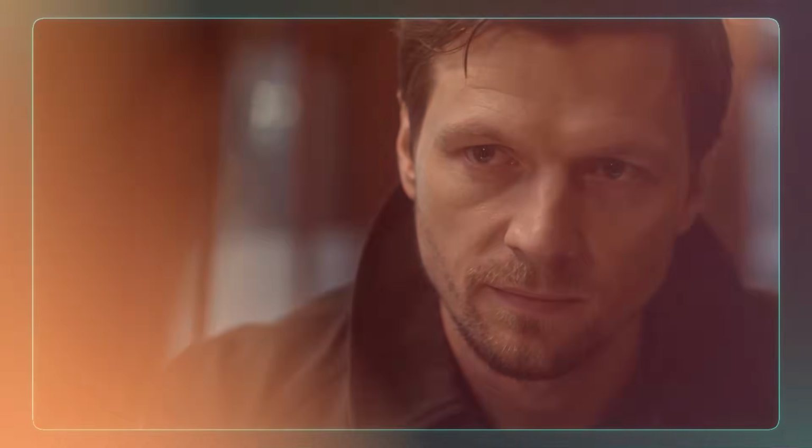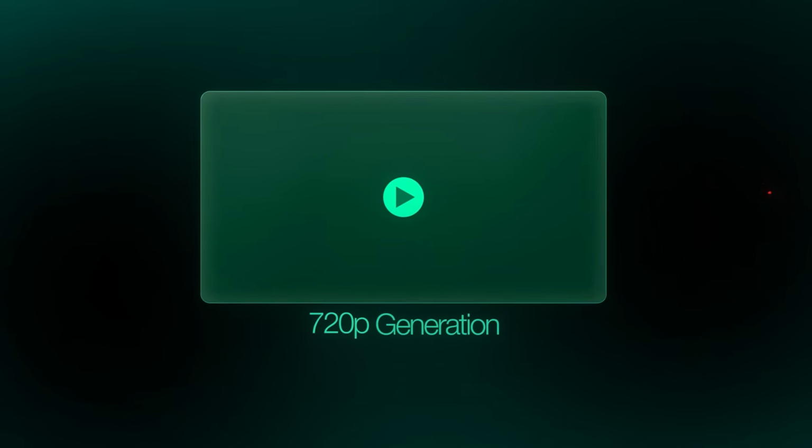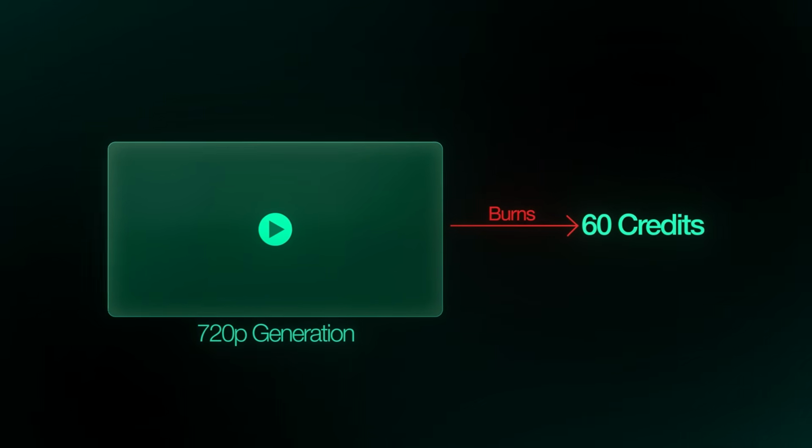The third thing is, Seedance 2.0 is expensive, but there's a way around it. A single 720p generation burns around 60 credits in Seedance 2.0. If you're testing a lot of prompts or want to build out an animation without burning through credits, here's what you do. Use Seedance 2.0 Fast for testing. The quality difference is small, but the credit cost is lower. Run your prompt in Fast first, check if the motion and framing are working, then switch to the full Seedance 2.0 for your final output.